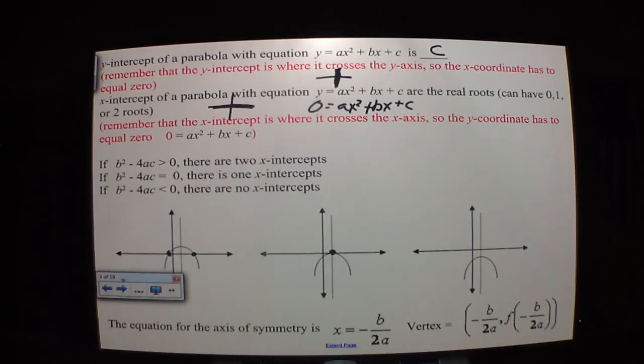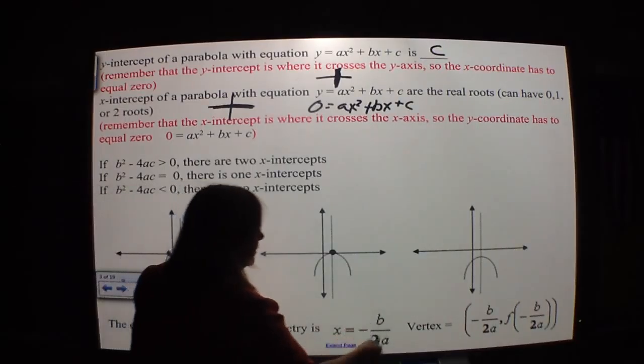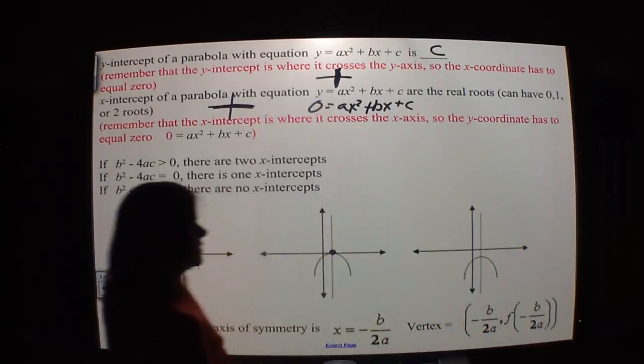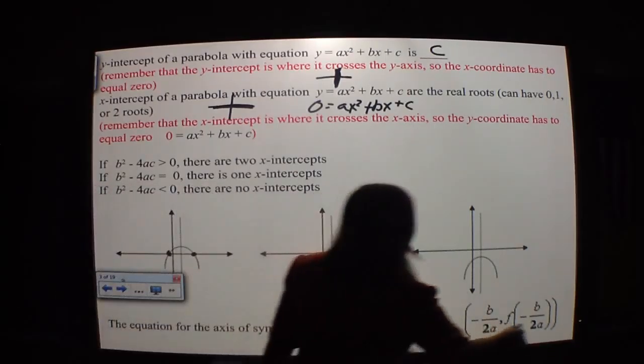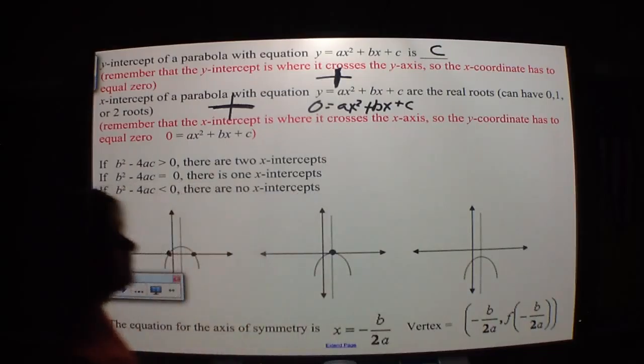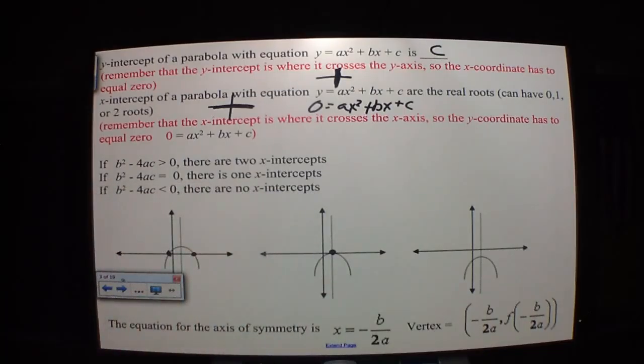And here's where I told you I would tell you the equation for the axis of symmetry. x is equal to the negative of b over 2a. And if I want to find the vertex, after I find out what this number is, I plug it into the equation for x to get my y. So the vertex is an x comma y. I plug in that x to get my y.